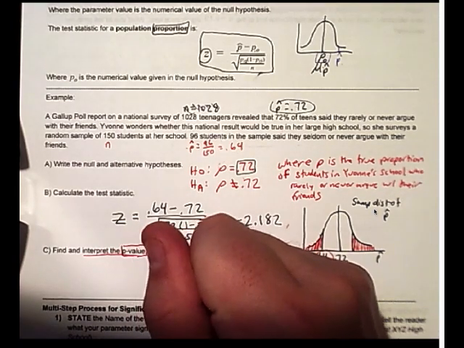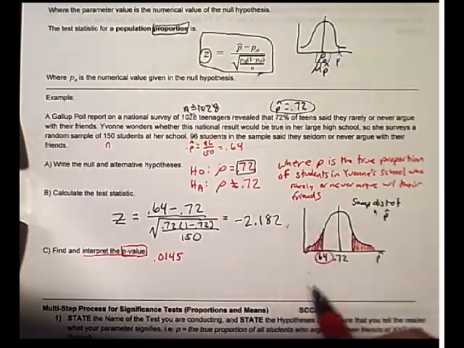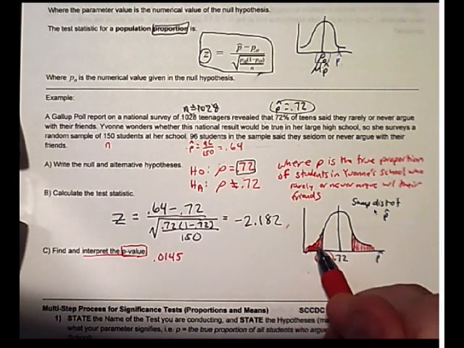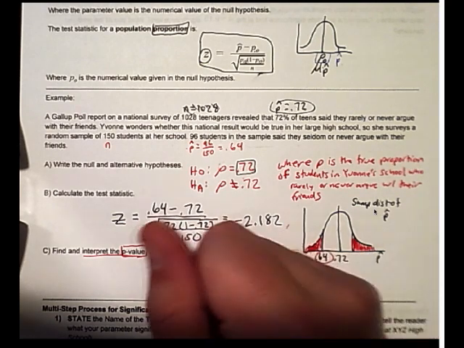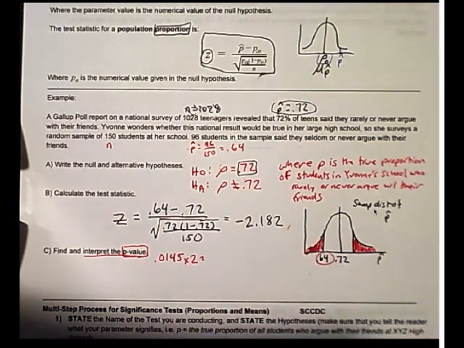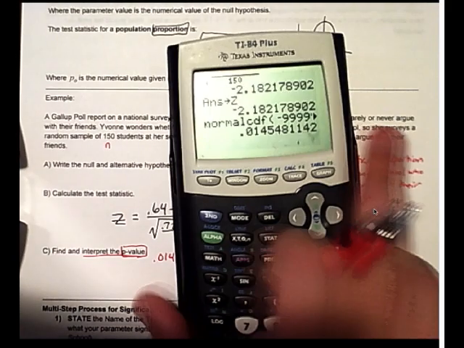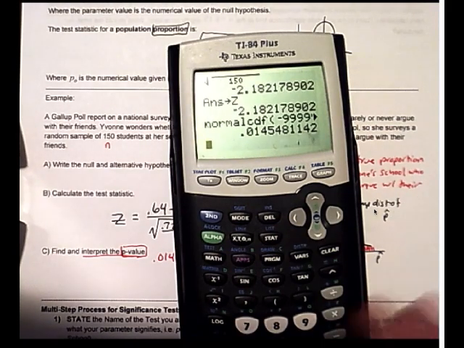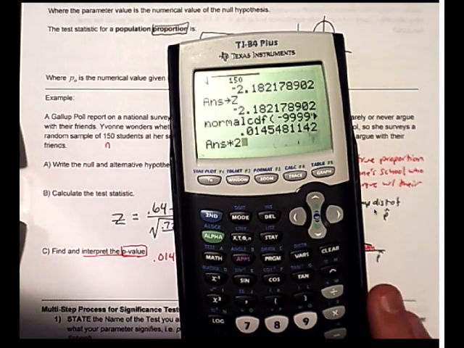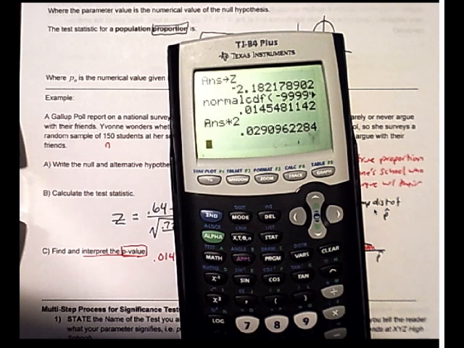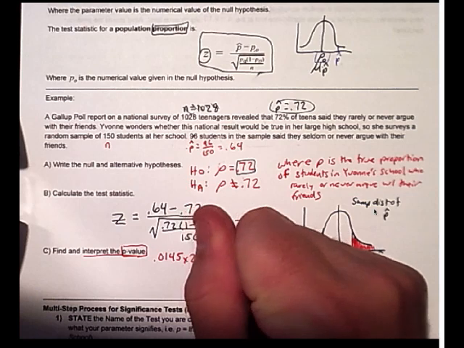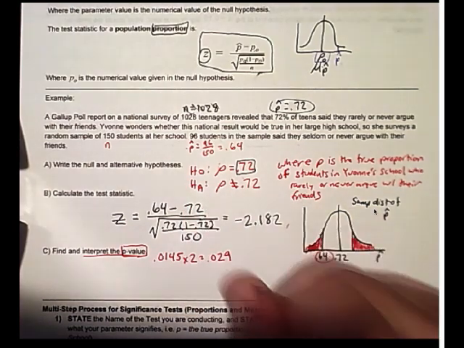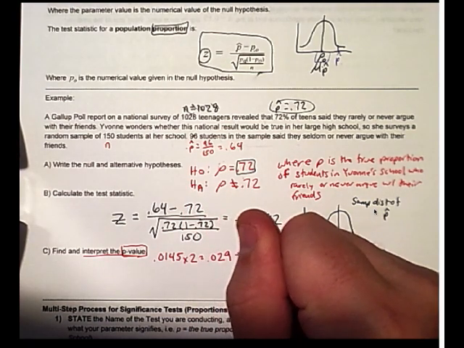That's this area. But since it's a two-sided test, I got to count the other tail. So I got to multiply that times 2. That gives 0.029. So that is what the p-value would be.